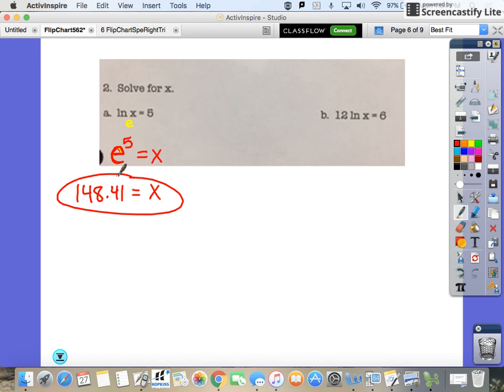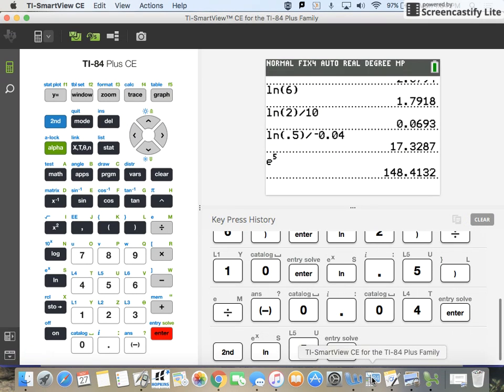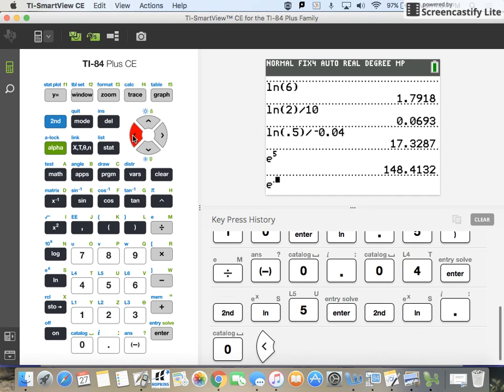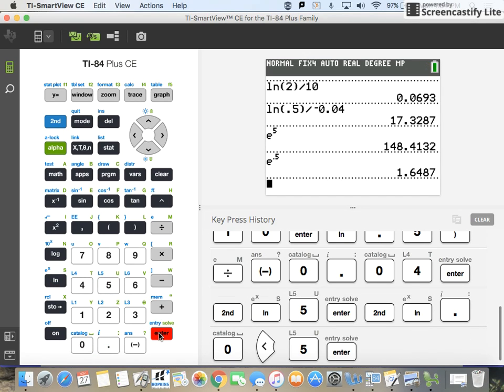All right, same deal here. We're going to put an e right there, but we have one extra step. We need to divide both sides by 12. We get natural log base e of x equals 0.5. So e to the 0.5 equals x. Second natural log to get our e to the 0.5, whoopsie, is 1.65.